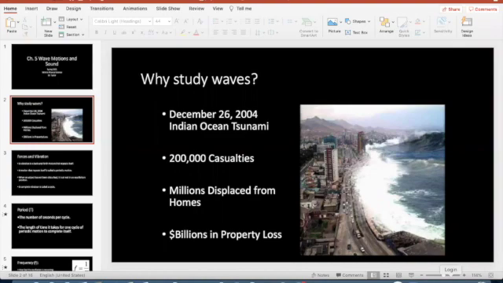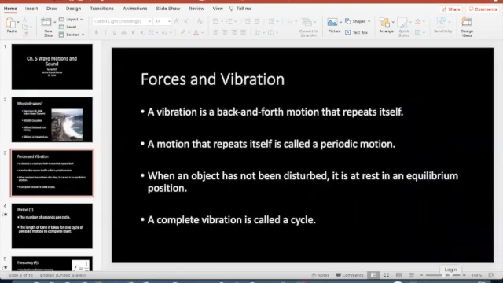If you guys remember, in 2004 there was a tsunami in the Indian Ocean. 200,000 people passed away from that event. Millions of people were displaced from their homes. There were billions of dollars in property damage loss. All right, so studying waves is important.